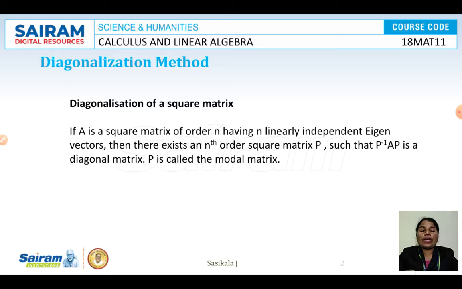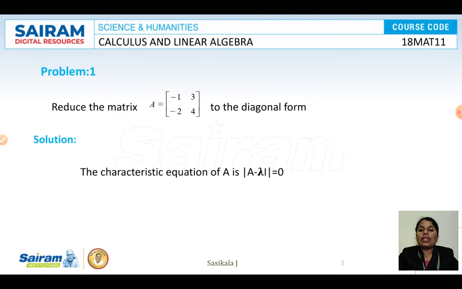So if you have a square matrix of 2 cross 2, then you should have 2 eigenvectors. That is what it means. Then there exists an nth order square matrix P, of the same order, such that if you calculate P inverse A P, you are able to get your diagonal matrix. So P inverse A P is a diagonal matrix. Then P is called a modal matrix.